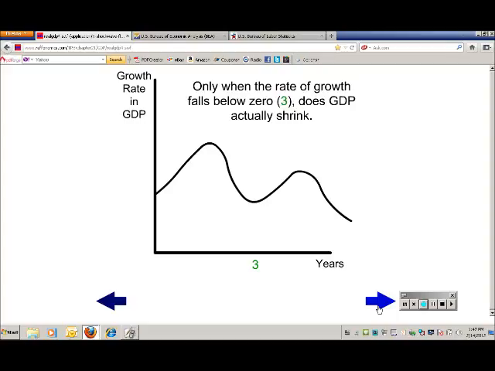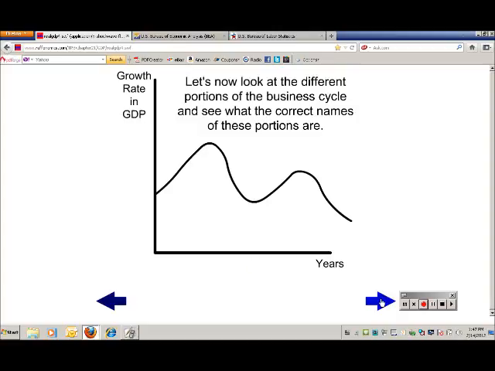Only when the rate of growth of GDP falls below zero does GDP actually shrink. And you can see the rate of GDP growth is positive throughout this entire graph, based on the information that you have.